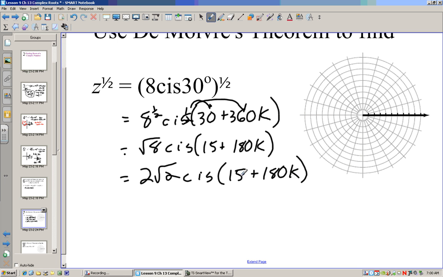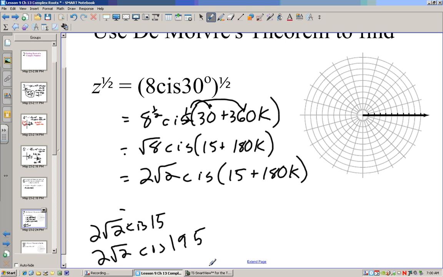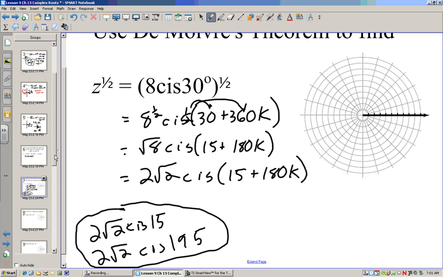So let's see all the values that this would represent. We would have 2 root 2, no, I forgot my cis. 2 root 2 cis 15. 2 root 2 cis 195. Now if I add 180 to 195, that would just be 375, which would be the same thing as 15. So these would be the two values for this problem. Since the problem is given in cis, I would write the answer in cis. If the problem was given in rectangular, I would give the answer in rectangular coordinates.